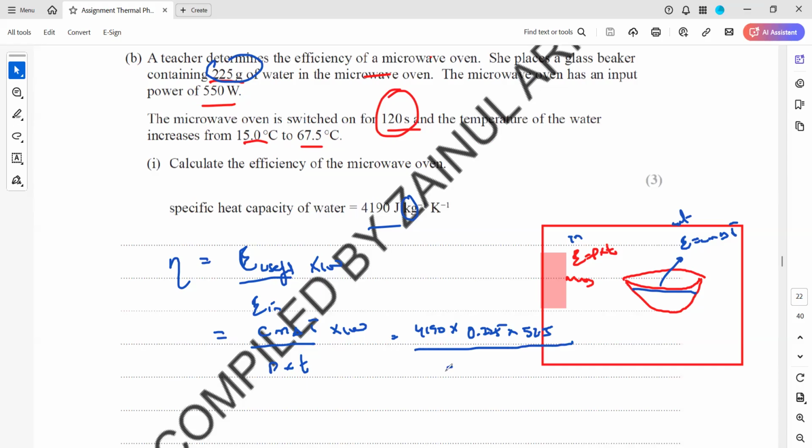P is the power, which is 550, and t is the time it takes to heat up. So it is 120, times 100. When we multiply them, we'll get the efficiency of this. It's about 75%. It is efficient. Is this question clear?